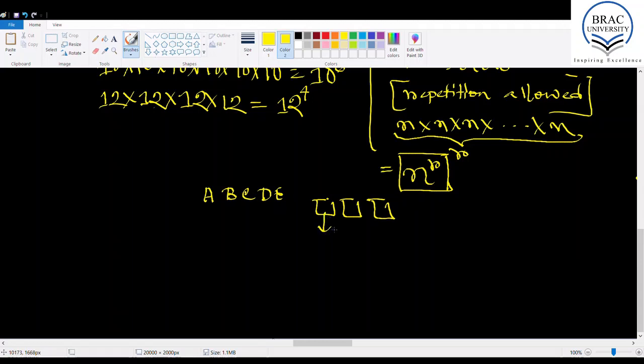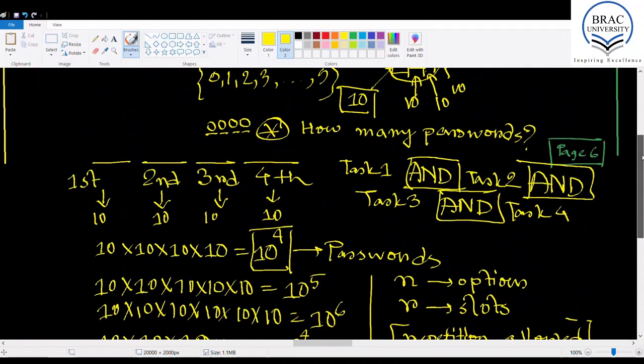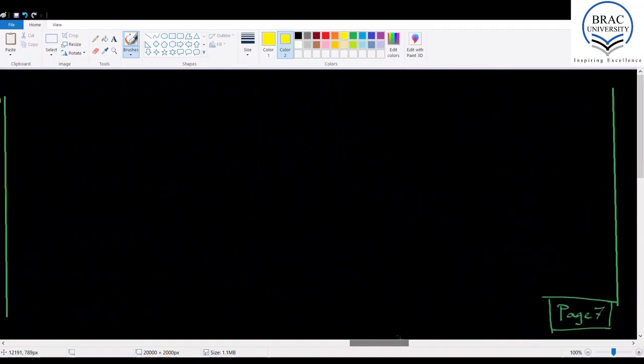So for the first slot there would be 5 options, for the second slot there would be 5 options, for the third slot there would be 5 options. So how many slots are there? n equals 5 here, and the number of slots r equals 3. So the total number of passwords that can be formed using these letters would be n to the power r, equals 5 to the power 3, right? Okay, as simple as that. So now we know what is permutation with repetition.